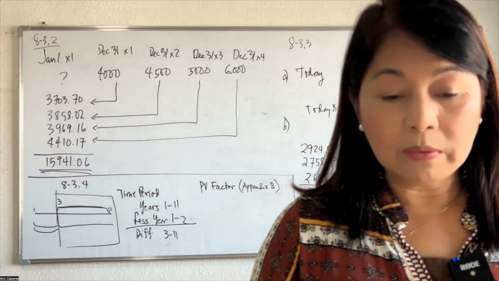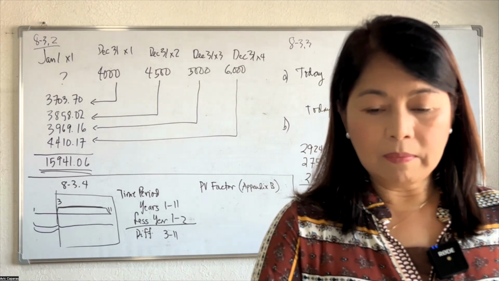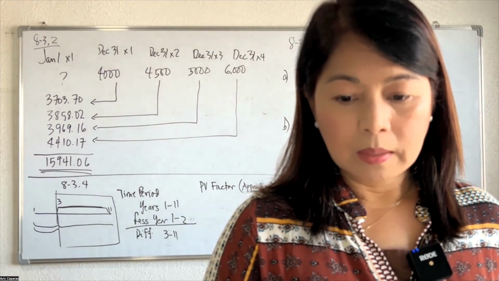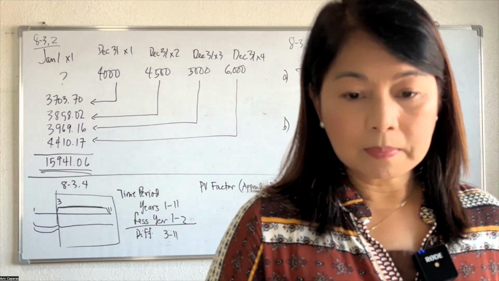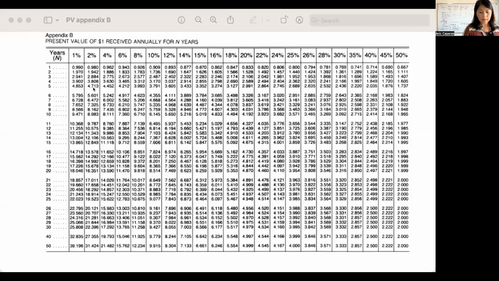So how do we solve that? We have the present value. Can I show you? Share screen. Appendix B. I'm not seeing it. Okay, am I seeing it?